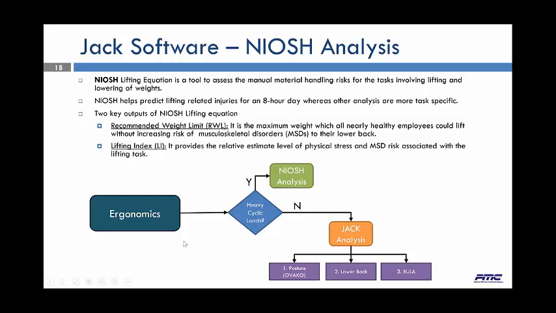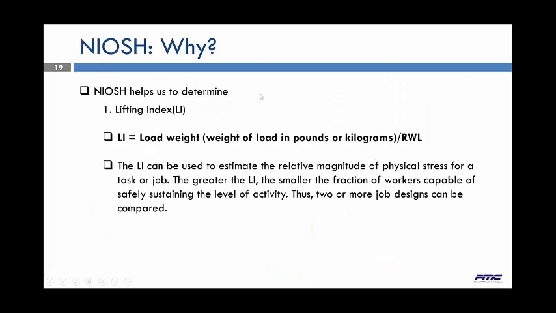We take a look at the ergonomics. Is it a heavy cyclic load? If it's yes, we begin to do a NIOSH analysis, and then we'll move into the other analyses. If it's a no, we'll probably go by the NIOSH. We'll go straight to the JACK analysis for the Ovako, the lower back, and the RULA. So you ask, well, then why do the NIOSH?